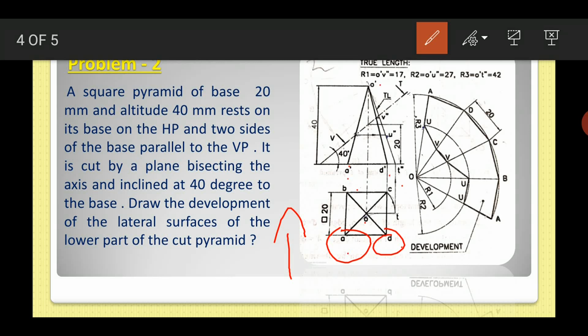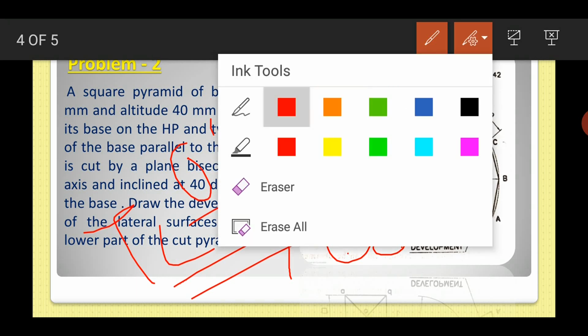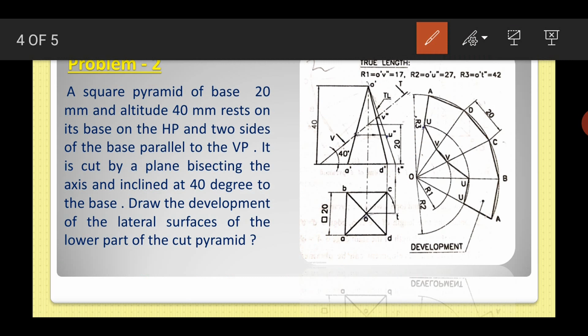Now you got another point, T double dash, also. Now O dash and T double dash will be the true length actually. Okay, true length, O dash and T double dash. That is here you can see, and this length is the true length actually.